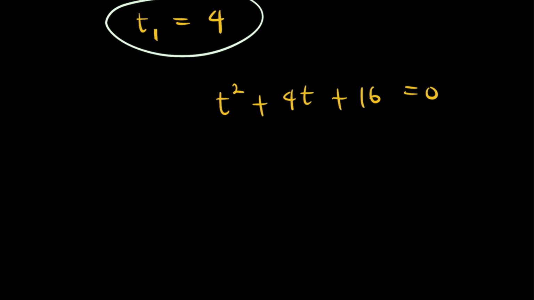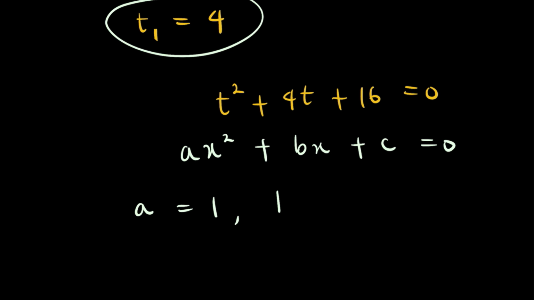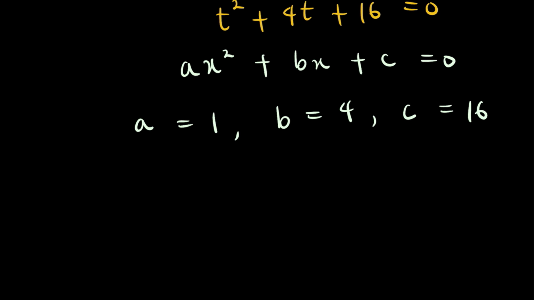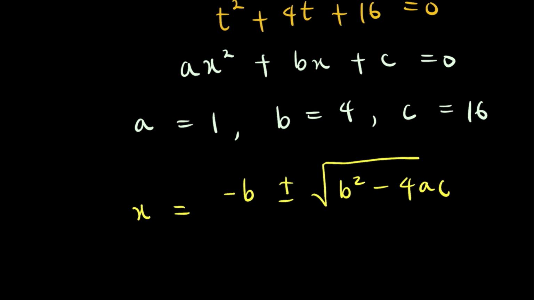To solve for t here, let us first compare this with ax squared plus bx plus c equals to 0, so that we can get the value for a, which will be 1, value for b, which will be 4, and value for c, which will be 16. Then applying the general quadratic formula, which will be x is equal to negative b plus or minus square root of b squared minus 4ac, then divided by 2a.